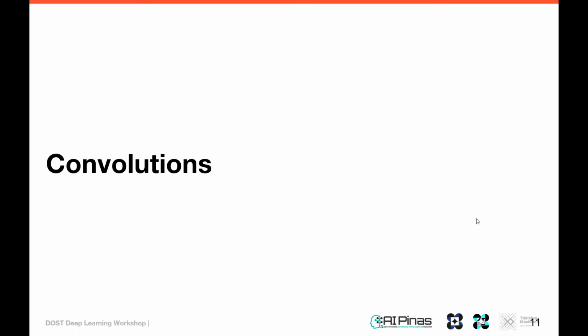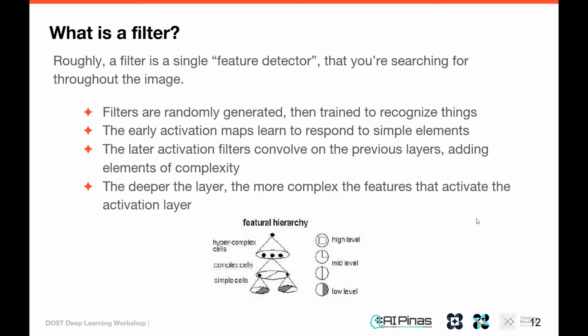Okay, so next let's talk about convolutions. A convolution is the second key concept in CNNs. We start by thinking about filters first. So what is a filter? It's a single feature detector that you're searching for through the image. Filters are randomly generated. They pass over activation volumes, and as they pass over these volumes, they're trained to recognize different features, where early activation maps respond to simple elements.